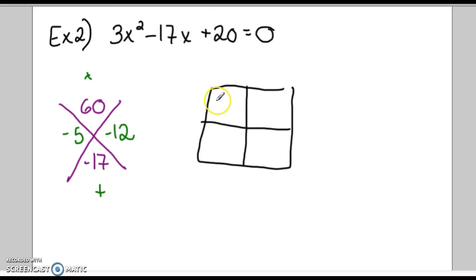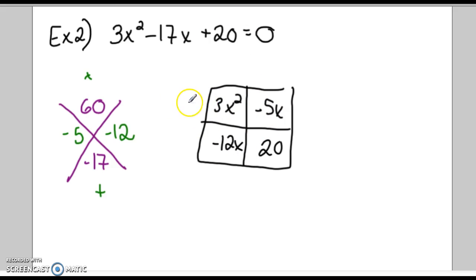And I'm going to put my first term, which is 3x squared. My two terms that I came up with would be -5x and -12x. And my last term, which is positive 20. Again, please don't put 0 in your last box. Do not get confused. Ignore the 0 for the time being. Okay, let's factor out each row and each column.